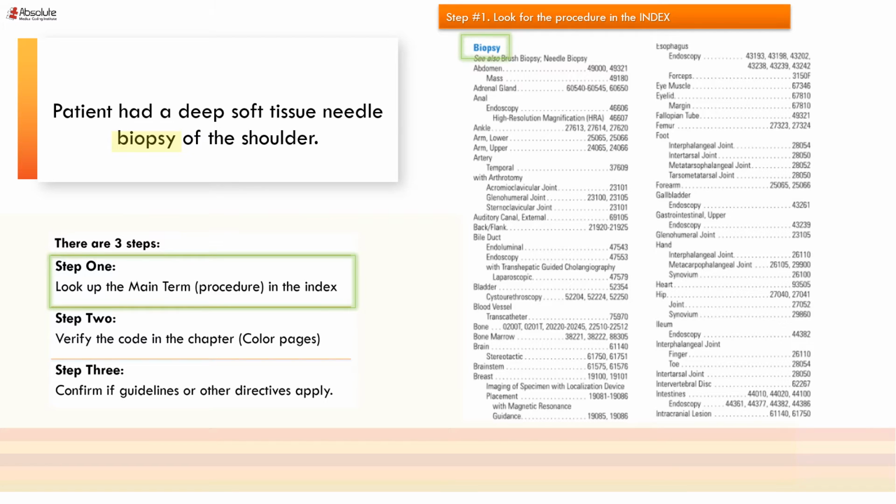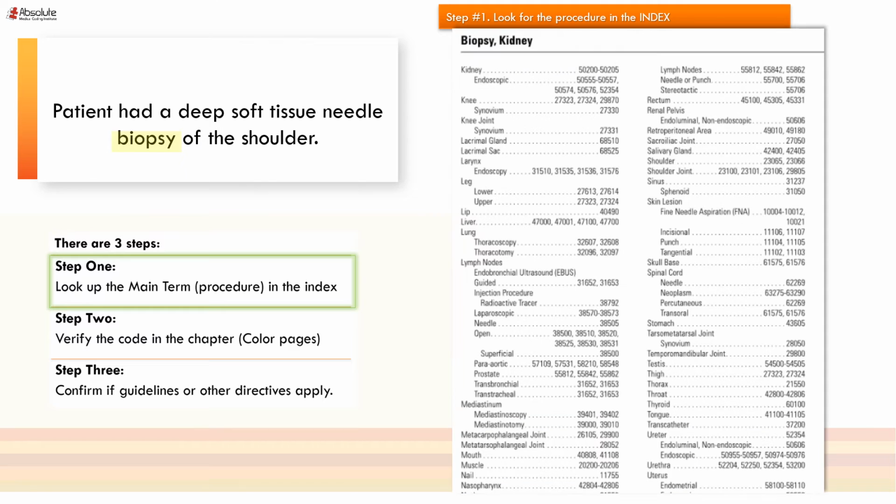And as you can see, for biopsy, there's a lot of different locations that a biopsy can be performed. So where is our biopsy being performed in our scenario? It's on the shoulder. So it looks like we're going to have to go to our next page to scroll more through the list. So let's go ahead and look on the next page, and we're going to scroll all the way to where it says shoulder.